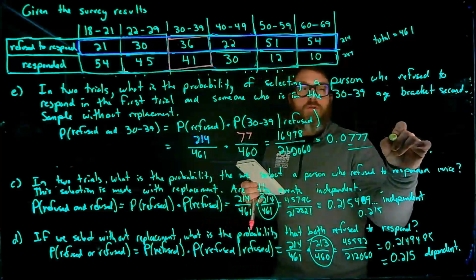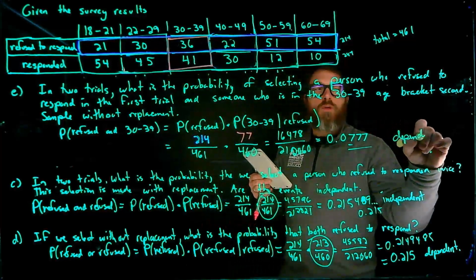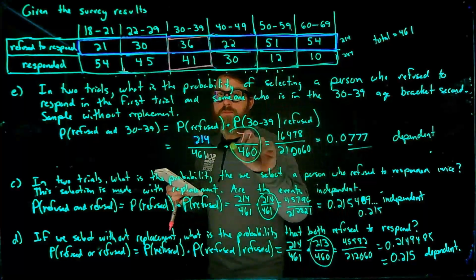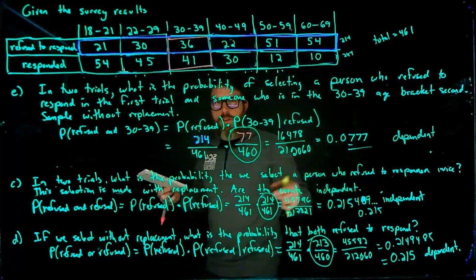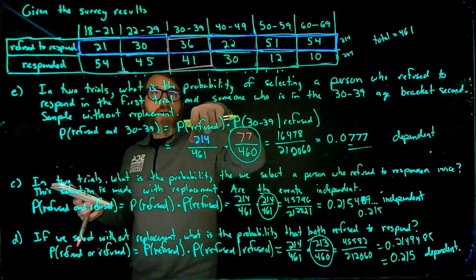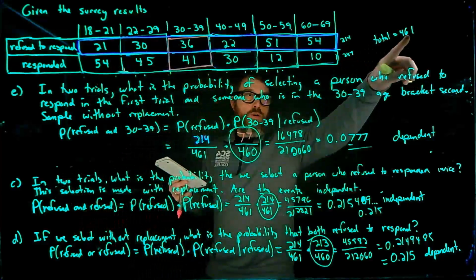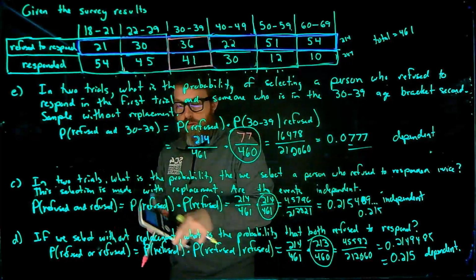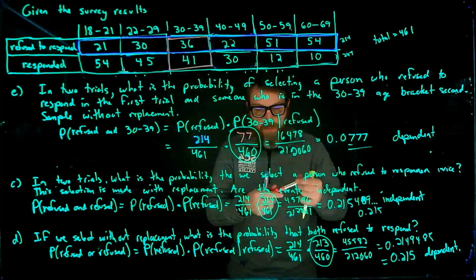And we know that these are dependent because we are selecting without replacement. And it's also dependent because you can tell that if I was going to ask for the probability of just being 30 through 39, it would be the pink, which is 77, over the entire total, which would be 461. But since I got rid of one of the refused, now you can see that's 460. So let's kind of recap this idea.